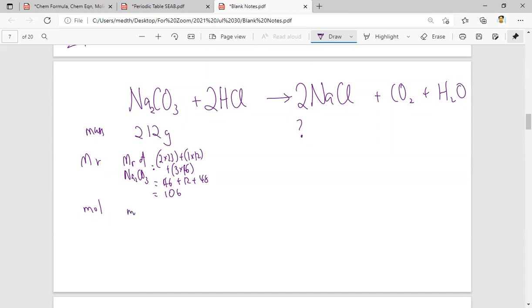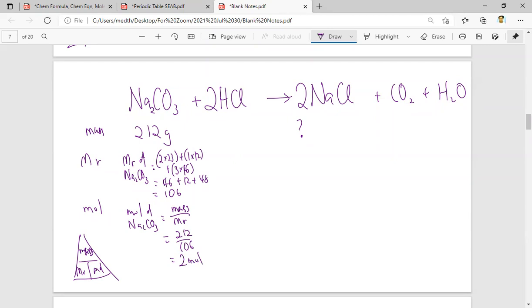And now let's find the mole of sodium carbonate. Let's remember the triangle: mass on top, MR, mole. So to find the mole of sodium carbonate, you take the mass divided by the MR. So mass over MR, which is 212 over 106, which is equal to 2 mole. So I got 2 mole of sodium carbonate.